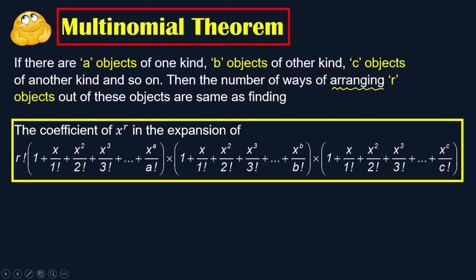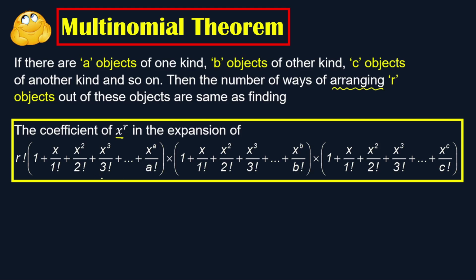In how many different ways can we do that? The same way. It is the coefficient of x to the power r in the expansion of this thing. Now, you can say that this part is a little bit more complicated than the previous version. No, it is not at all complicated. If you see this one, you will find it is very logical.